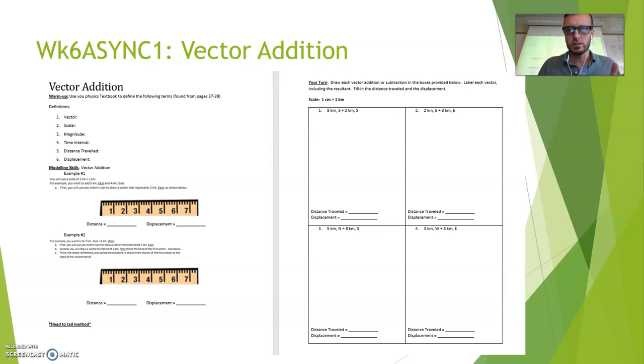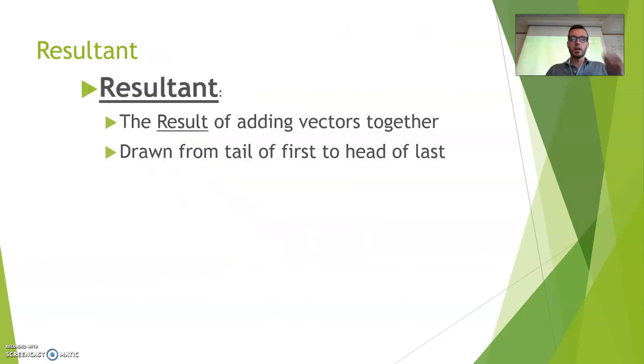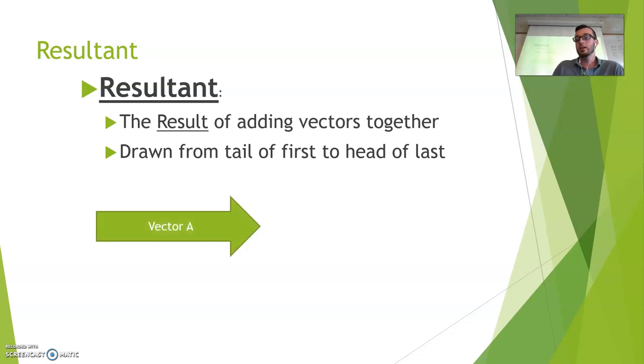of how adding vectors together is going to help us organize what's going on, whether it's a trip, whether it's hiking, whether it's two velocities that are impacting one another, maybe you're driving your bike into the wind, whatever the case may be. We're going to see how these vectors add together. So the first thing we want to know is what a resultant is. The resultant is the result of adding two vectors together. Not too bad, right? And it's drawn from the tail of the first vector to the head of the last vector. This is called the head-to-tail method.